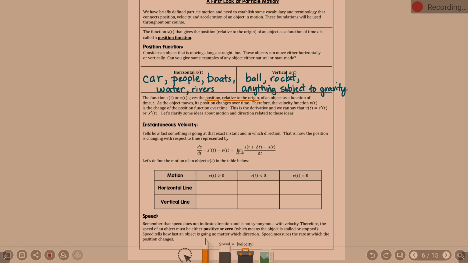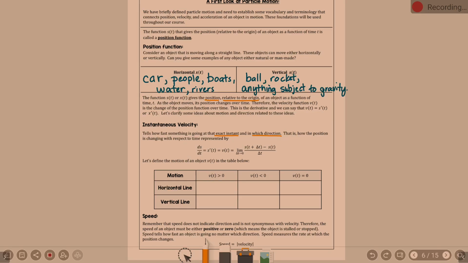Let's clarify some ideas about motion and direction related to these ideas. So, instantaneous velocity, the instantaneous rate of change, tells how fast something is going at that exact instant and in which direction. That is how the position is changing with respect to time, and that can be represented by any of these pieces: ds/dt, s prime of t, v of t. Notice, that's the definition of derivative again. That hasn't disappeared yet. Now, we're going to define motion of an object for v of t in the table below.